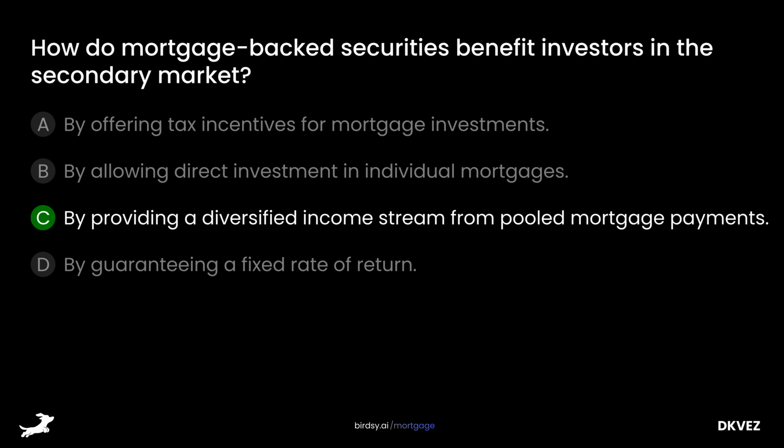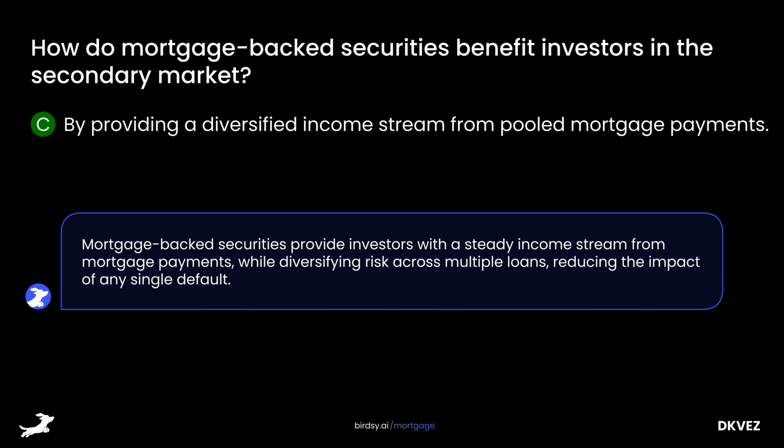The answer is C, by providing a diversified income stream from pooled mortgage payments. Mortgage-backed securities provide investors with a steady income stream from mortgage payments while diversifying risk across multiple loans, reducing the impact of any single default.